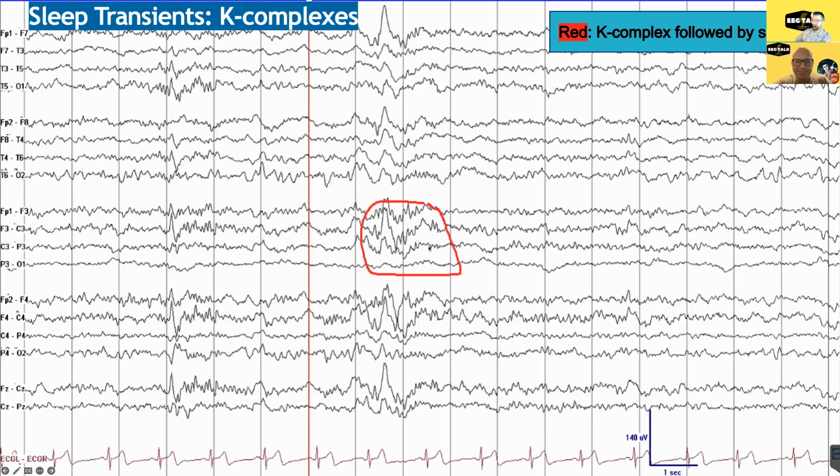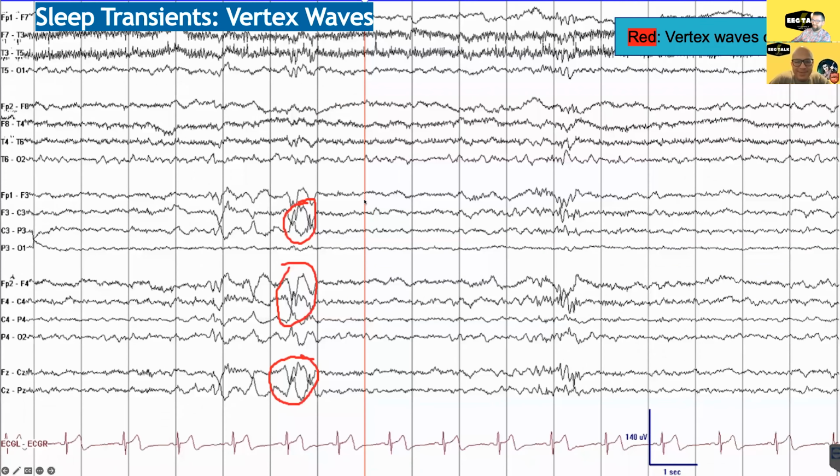Okay, we'll go with this one for now. All right. So these are nice too. These are vertex waves, actually. I don't know what I was thinking on the last slide. This is what they should look like. They're phase reversing at CZ, highest amplitude at CZ. They have a field to the parasagittal regions, both sides. Sometimes one side more than the other, but usually both sides.